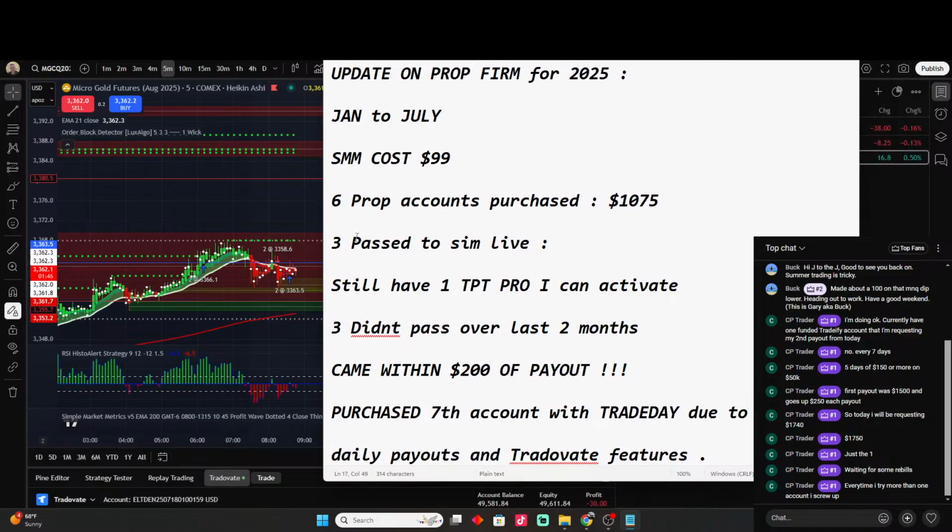So right now our tally is we've bought, this is actually supposed to be 7. We're at 7 prop accounts for this year, and 4 I've passed to Sim Live. 3 I didn't pass.